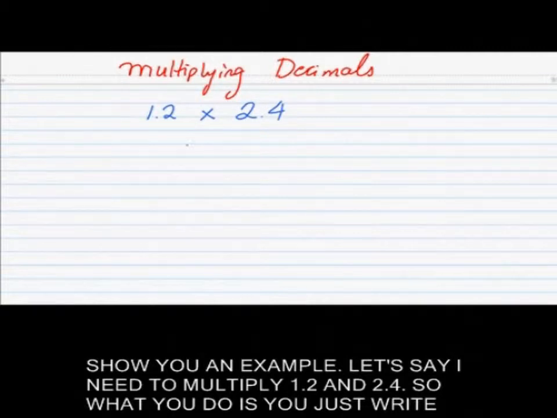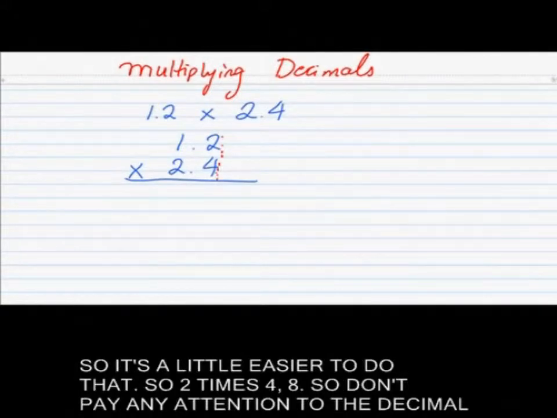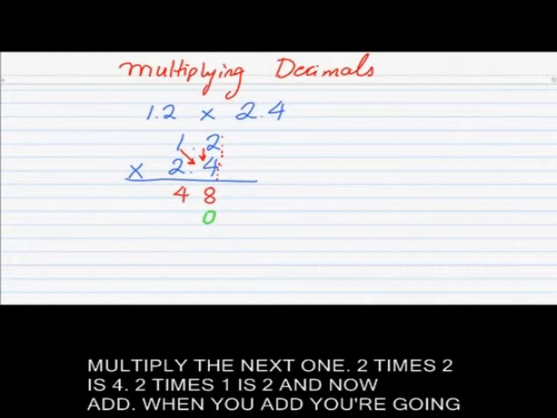So what you do is you just write them down and start multiplying. Make sure that you line up the utmost right digits like this, so it's a little easier to do that. So 2 times 4, 8. So don't pay any attention to the decimal point. We did this one, and now 4 times 1 is 4. Now you're going to put a placeholder and multiply the next one.